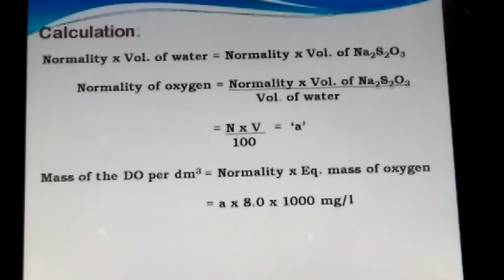Then the mass of the dissolved oxygen per liter can be calculated here. Normality obtained from the first calculation, normality of oxygen, times the equivalent mass of the oxygen. So that is A into 8. 8 is the equivalent mass of oxygen, and multiply by 1000 to convert it into milligrams. So you get the dissolved oxygen content in the water sample in terms of milligrams per liter or ppm.